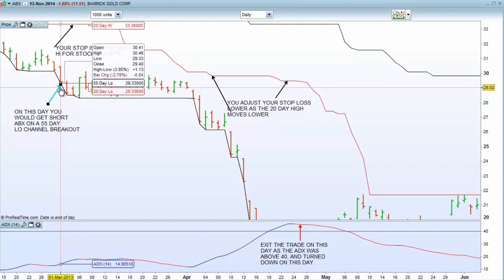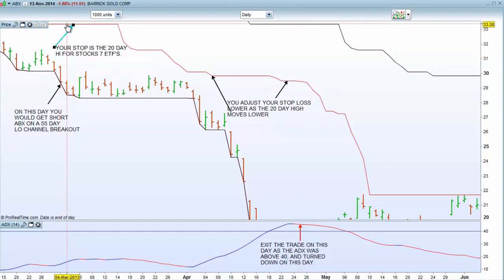Remember, for stocks and ETFs, your stop is the 20-day high. So your stop is all the way up here. Every day you're going to change your stop as the 20-day line changes. So the stop stays the same all these days. Then it changes here, it changes there, it changes there, and so on and so forth.